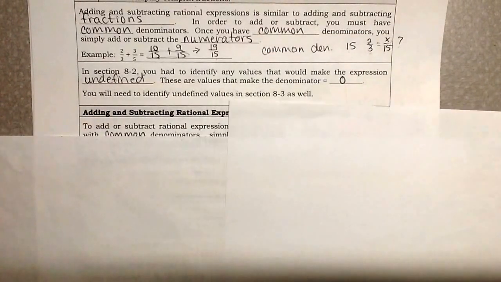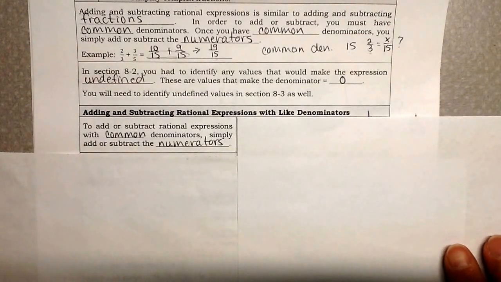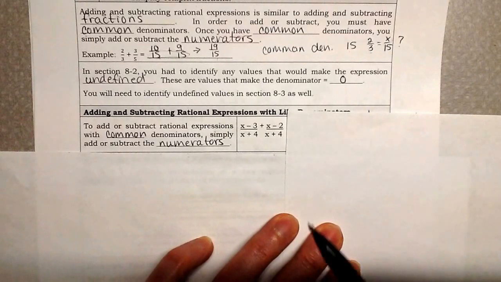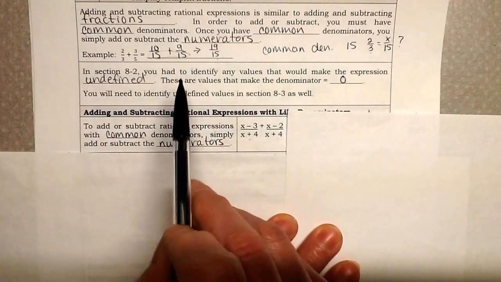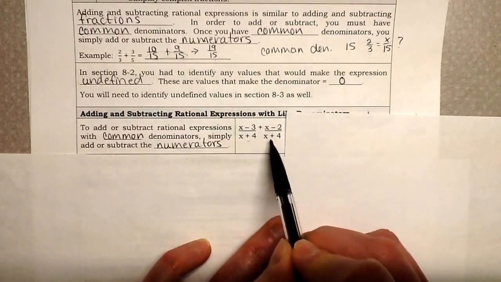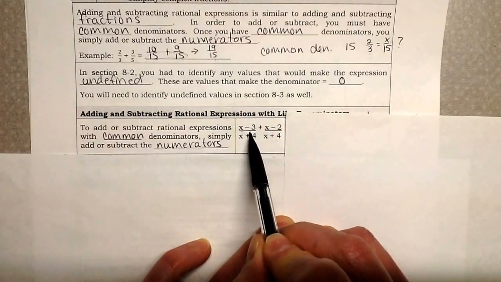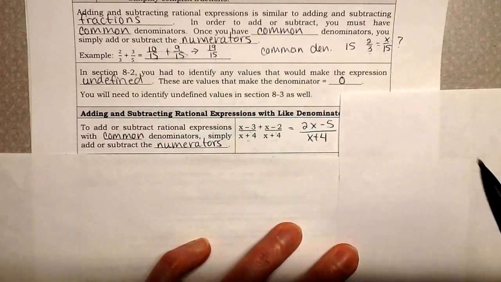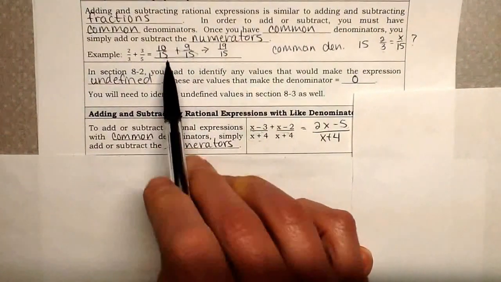To add or subtract rational expressions with common denominators, you simply add or subtract the numerators. So let's look at the example that we have here. We have a common denominator of x plus 4. So the denominators are the same, just like up here when we had the denominators the same. We don't change the denominators, we just add the numerators. We're going to add x and x to get 2x, and we're going to add -3 and -2 to get -5. So we have 2x minus 5, and our denominator stays the same. We don't add that, just like we didn't add it up here.